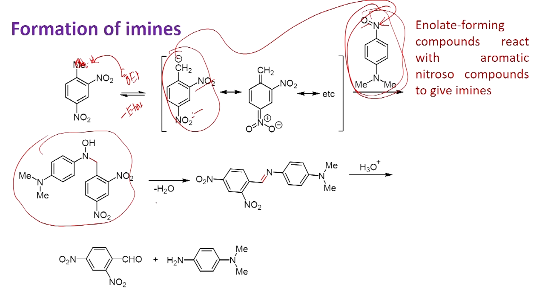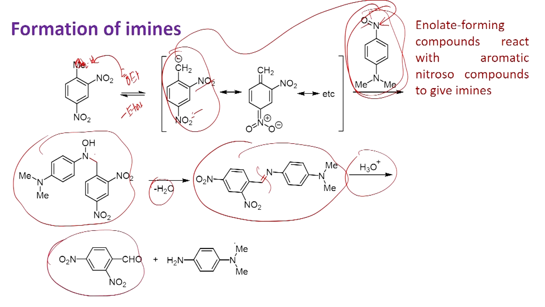hydroxylamine derivative. Once you form this one, it can lose a water molecule as shown here. Then you will be able to form the imine as the product. Once you form the imine, it can be readily hydrolyzed in acidic conditions, and then you will be able to form the aldehyde as the product.